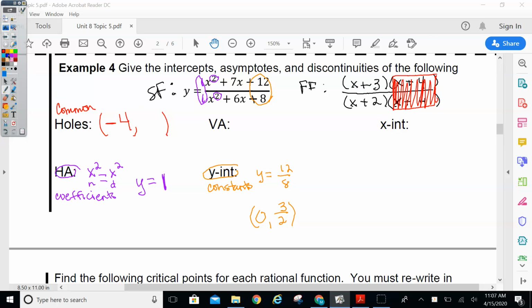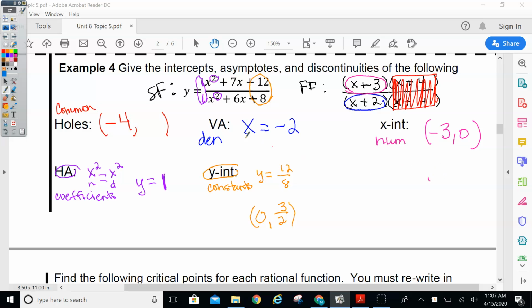So the vertical asymptotes are what remains in the denominator. So the factor of the denominator is x plus 2. So that means the vertical asymptote is at negative 2. And then over here, the x-intercept is what remains in the numerator. So the factor in the numerator is x plus 3. So that means there's an x-intercept at negative 3, 0. You set the numerator equal to 0 and you solve.